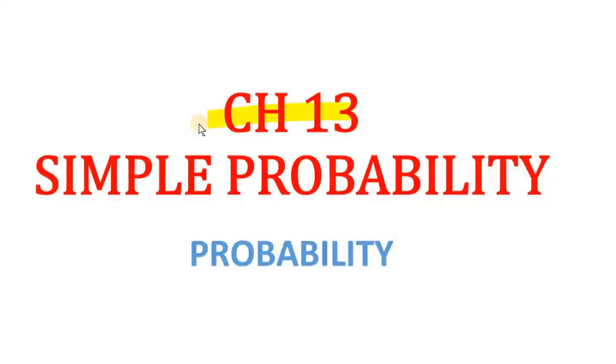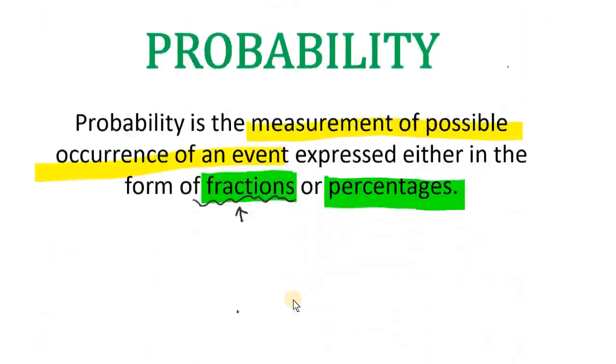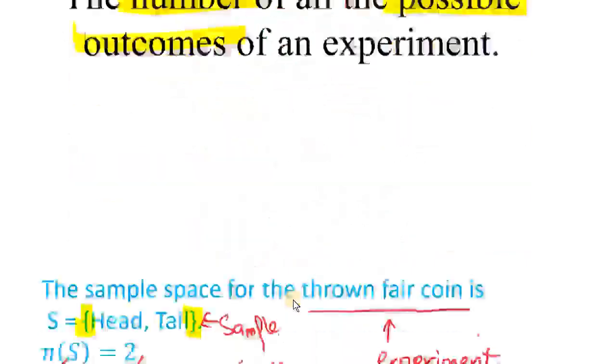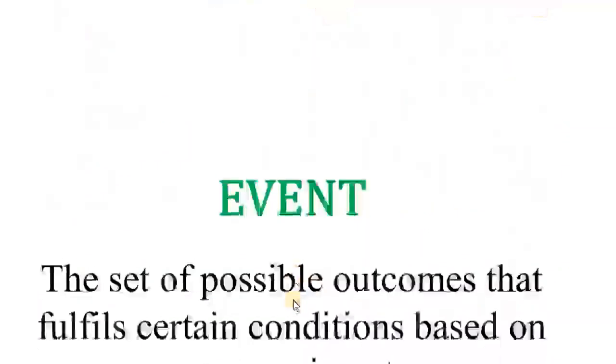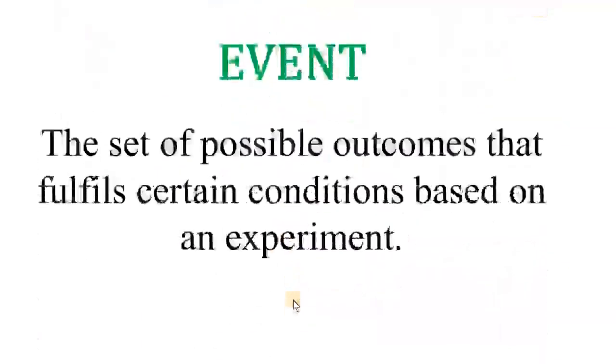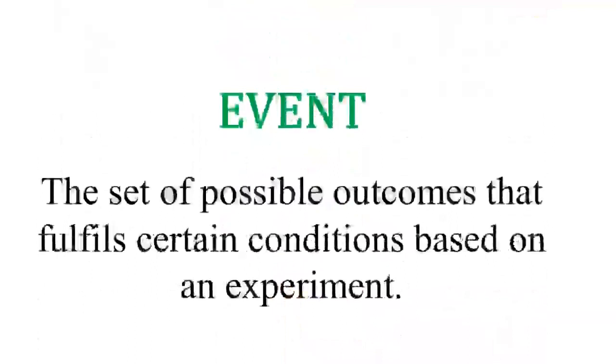Okay, this is chapter 13, simple probability. We already done in the first part, probability and also the sample space. So now we are going to see the events. Okay, so events is based on your sample space or from your sample space.